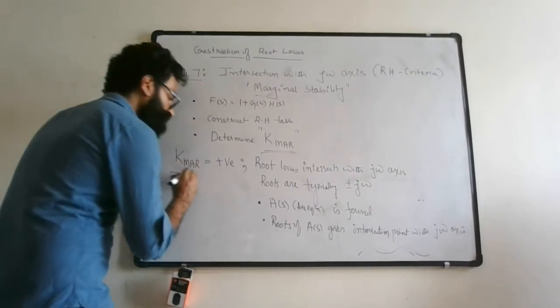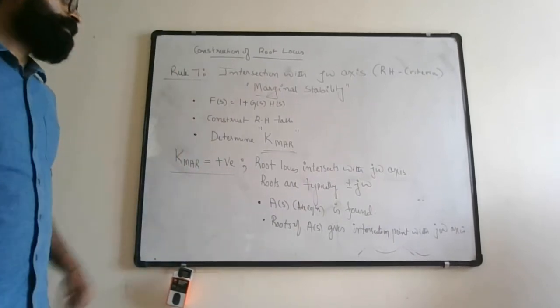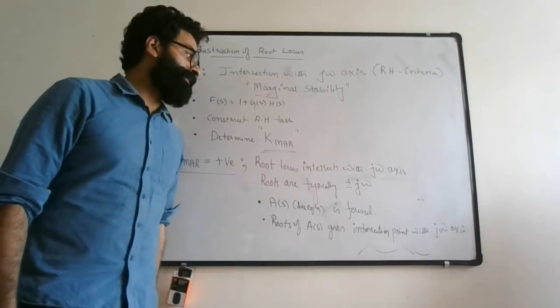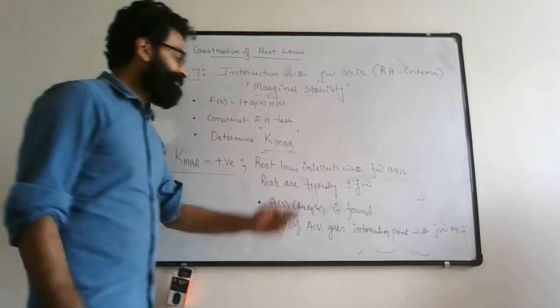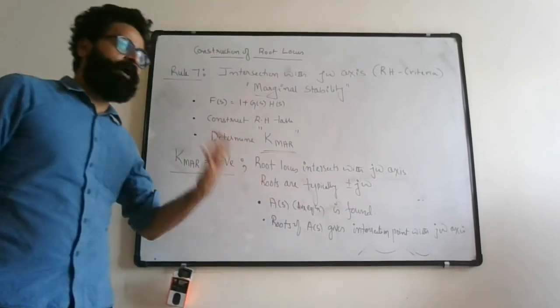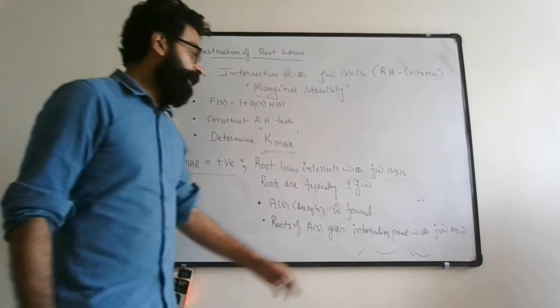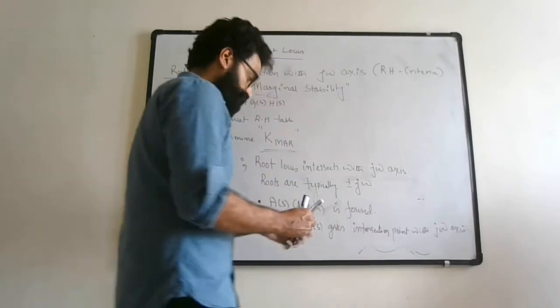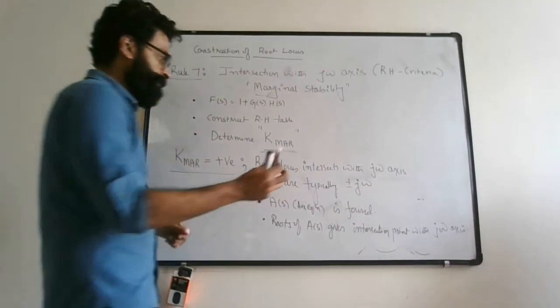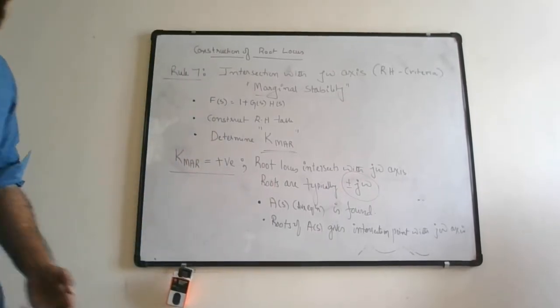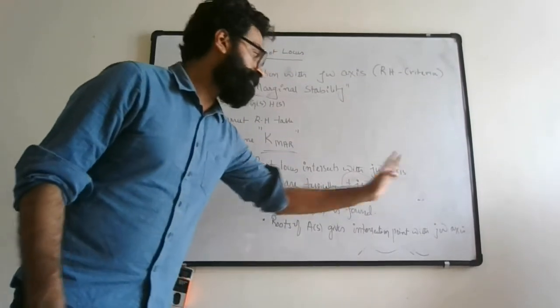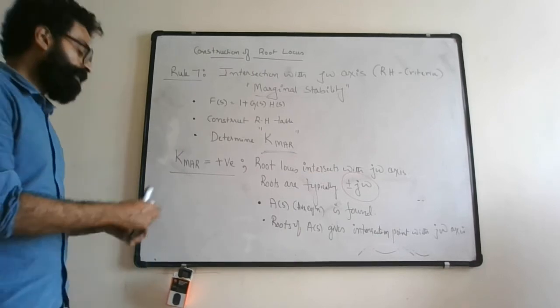So if K marginal is positive, you can say that root locus intersects with j omega axis, and when you construct the auxiliary equation and solve that particular auxiliary equation, you will find roots of this nature, plus or minus j omega. So plus or minus j omega is nothing but the intersection point with j omega axis.